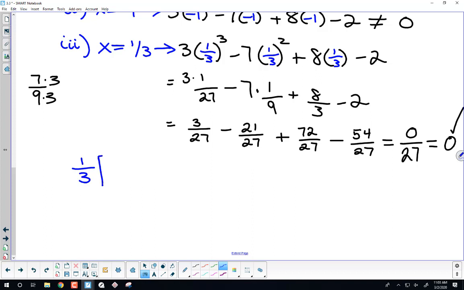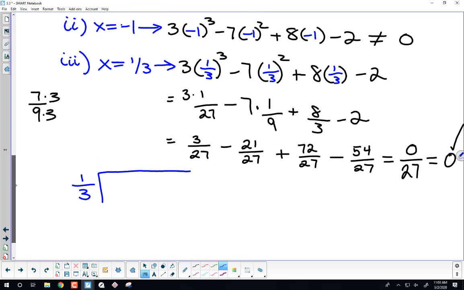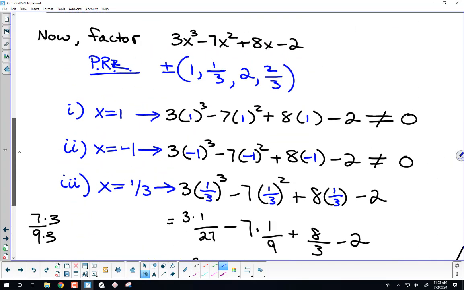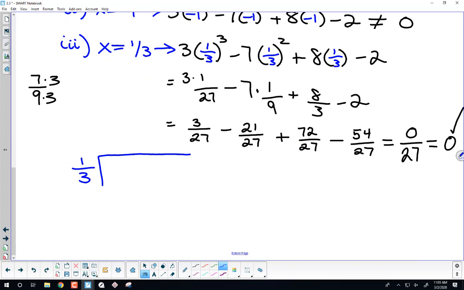And remember, what we're dividing is that polynomial here, the 3x cubed minus 7x, etc. So we have our 3x cubed minus our 7x squared plus 8x minus 2. Again, this process, I highly recommend that you have this completely separated from the process above, because you're going to get different numbers.